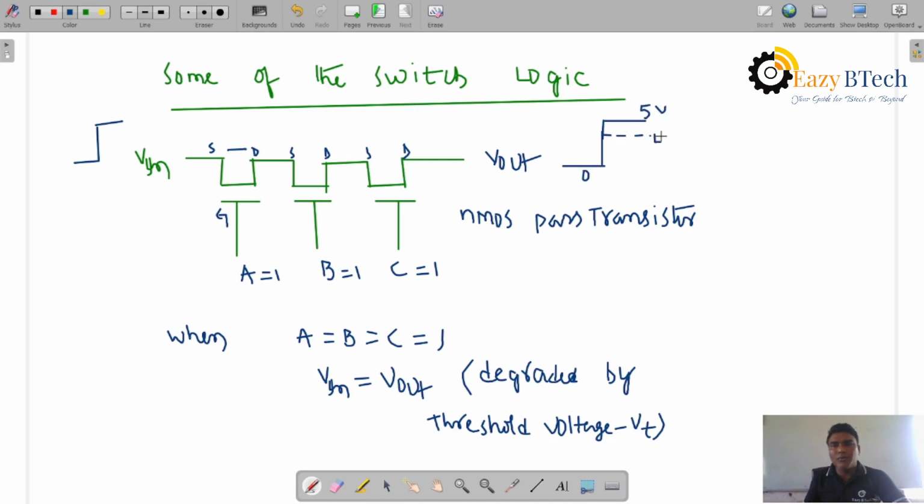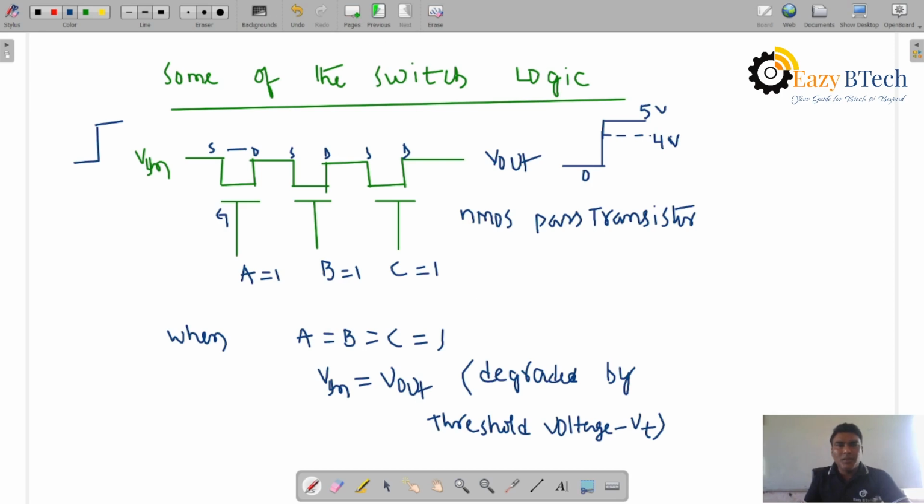Now we get only 4 volts, because of the threshold voltage, 1 volt is dropped. It is because the transistors are connected in series. So 1, 2, 3 transistors are series connected. Here VTP, 2 VTP, 3 VTP, the threshold voltage is dropped over here. Okay, this is an NMOS pass transistor.